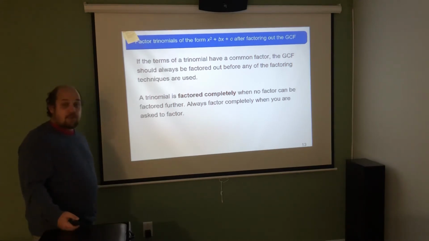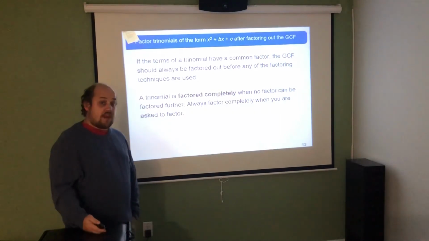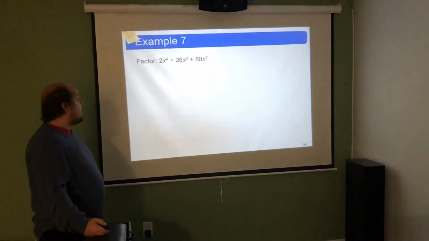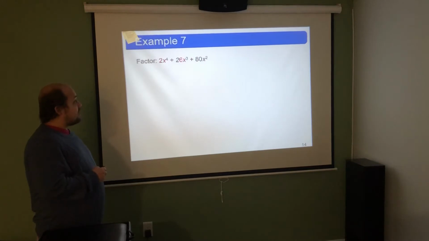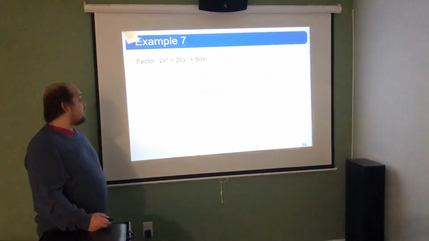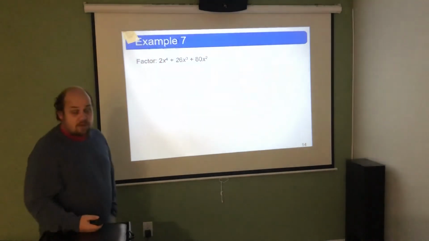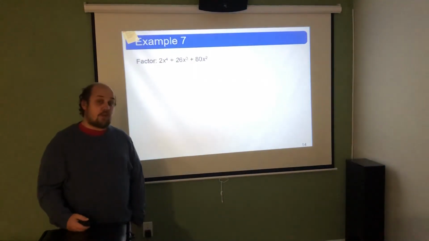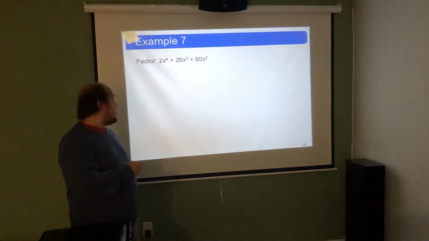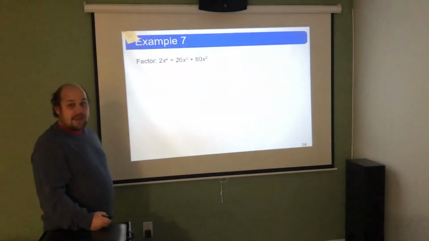Just like we did in 6.1, we may need to look for a common factor among the three parts of the trinomial. For instance, if we have 2x to the fourth plus 26x to the third plus 80x to the second. In this case, 2 is a common factor of each of these. So 2 divides evenly into 2, into 26, and into 80. I could have created prime factorizations for each of 26 and 80, but if I just start with the prime factorization of 2, it's just 1 times 2. It's the only way to get there.